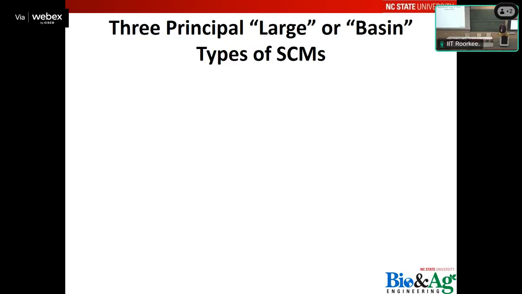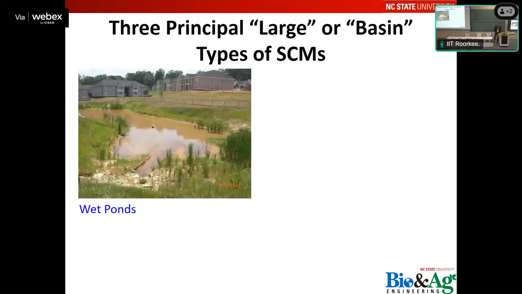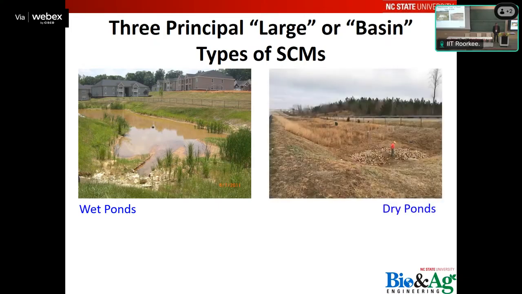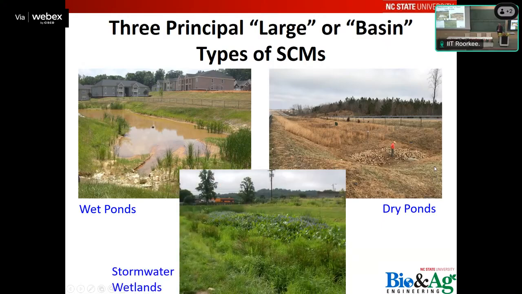So there's three large, or what people might refer to as basin stormwater control measures. The most common in more humid areas of North America is something called a wet pond. It's not necessarily an attractive practice, but some of them are. Then in areas that are either drier or you are pretty far from the water table, you'll have something called a dry pond. They tend to be a little bit smaller than wet ponds, but not always. And then last but not least, there's a practice called a constructed stormwater wetland.